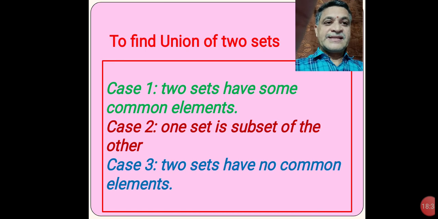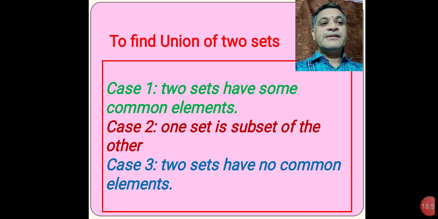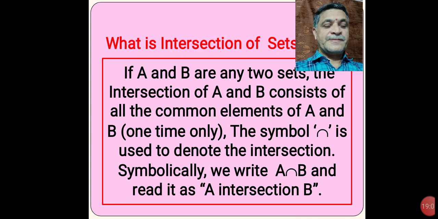These are 3 cases that arise in finding the union of 2 sets. All the 3 cases we know. That's why we have completely learnt about A union B. I think you are now able to do any problem to find A union B. Now go to another concept, intersection of sets.